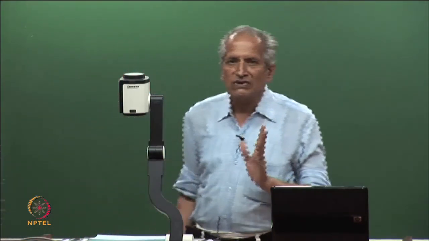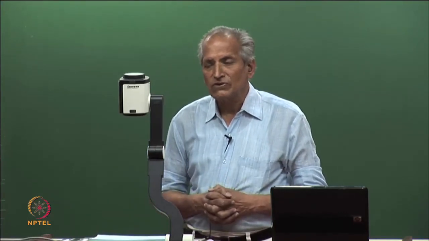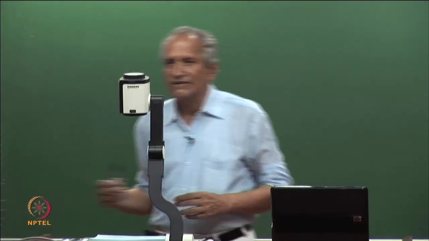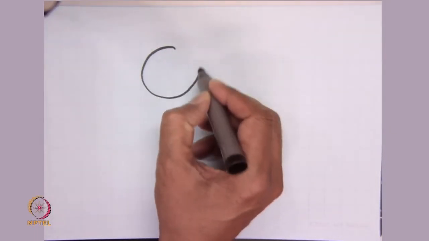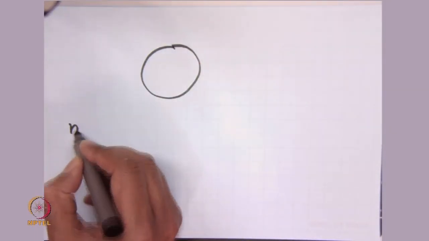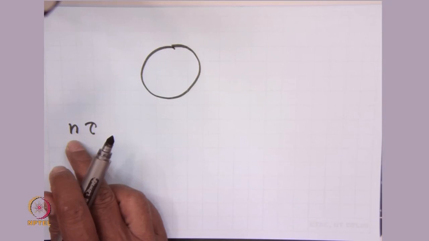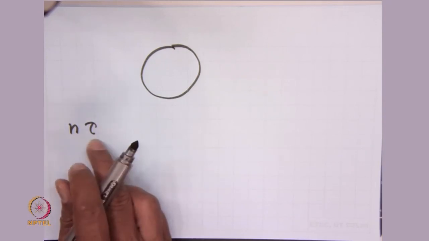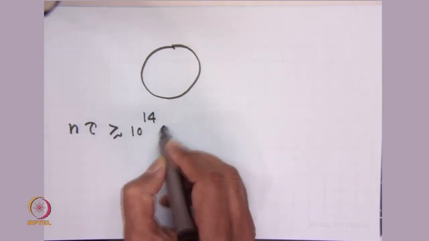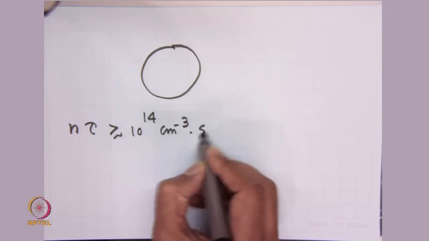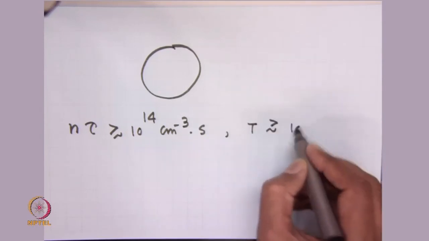Well, a word about laser driven fusion. I am running out of time, but a word about laser driven fusion. Laser driven fusion is a very fantastic scheme. When we were discussing magnetic fusion, we discussed that the goal for break even is for n tau, the product of the plasma density and the confinement time, to exceed 10 to the power 14 per centimeter cube into second, and the electron or ion plasma temperature has to be of the order of 10 keV or more. This is the goal.